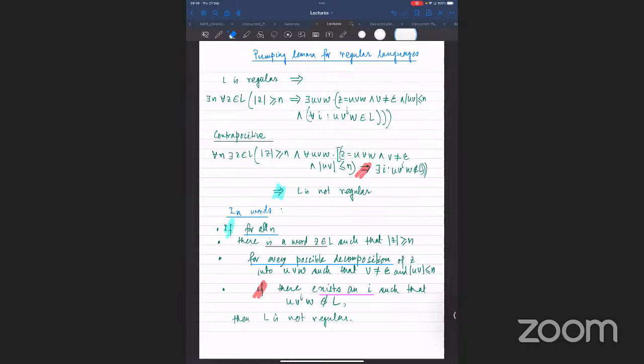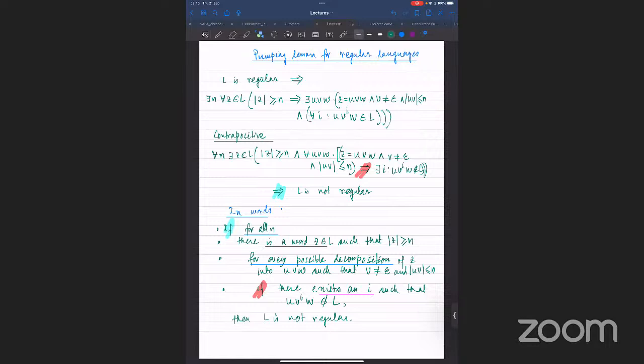Okay, so let's start today. So what did we do in the last lecture? So we were looking at the pumping lemma, right? So what is a pumping lemma about? So what is the idea of the pumping lemma?